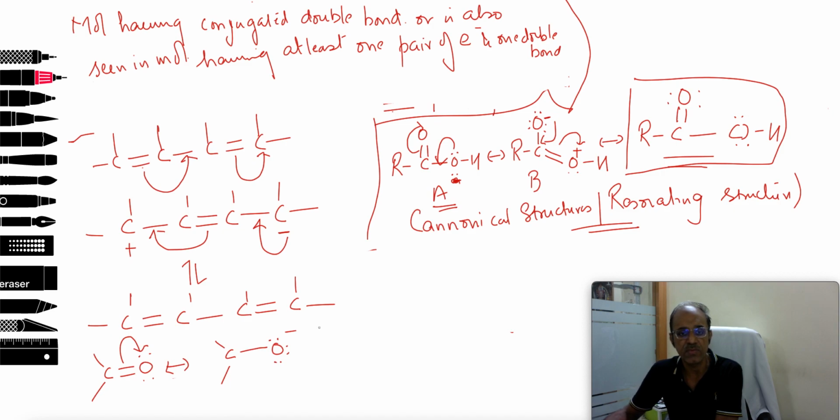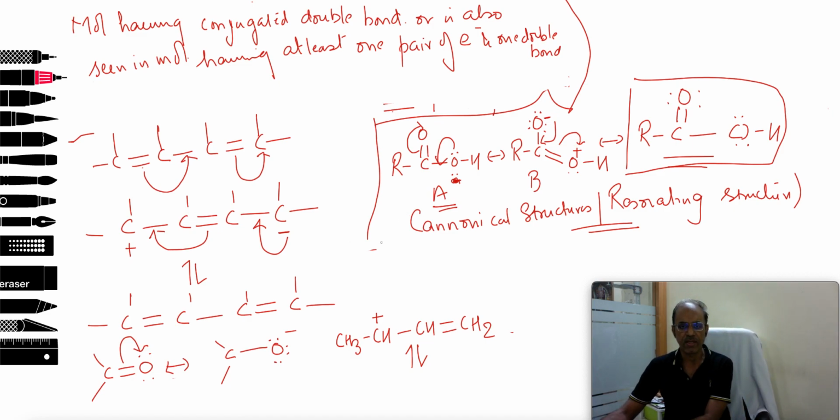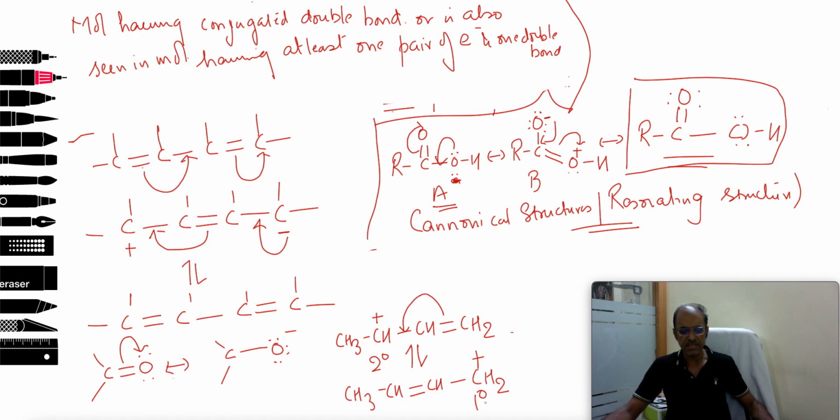Now we'll see in some carbocation also. If there is a carbocation, suppose take for instance CH3 CH plus charge dash CH double bond CH2. Fine. Now here also we can have a conjugation, this resonating structure. How it will be? This will go here. Fine. Now CH3 CH double bond CH single bond CH2 plus. Fine. So the positive charge here and positive charge here. Now this is nothing else but a secondary carbocation, and this is nothing else but a primary carbocation.